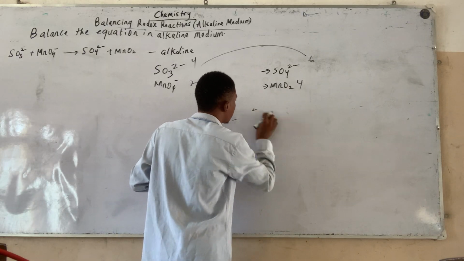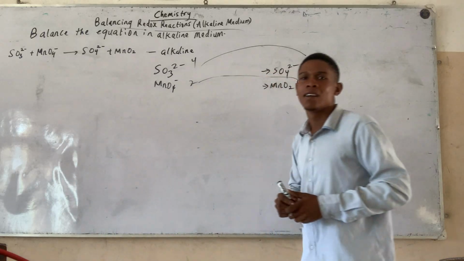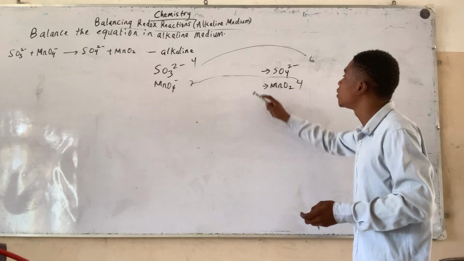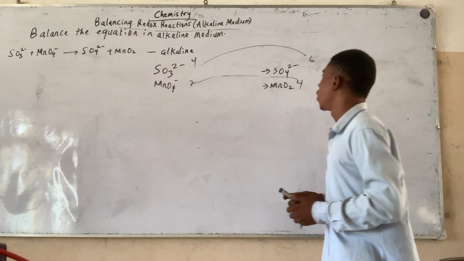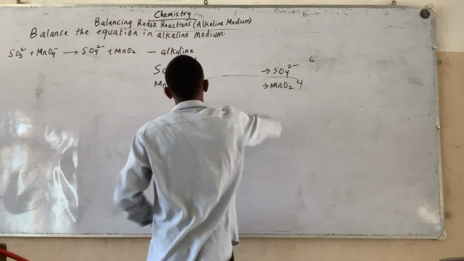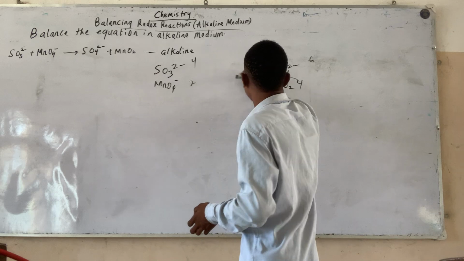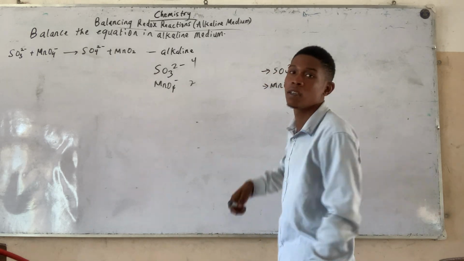Alright. So there is a decrease in oxidation number here. From this, we can also deduce that this is a reduction reaction. We proceed. Now, we are having 4 here, and we are having 6 here.